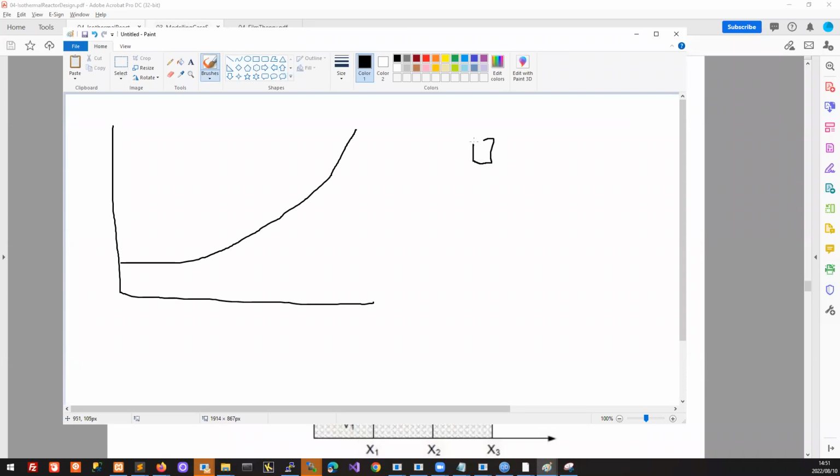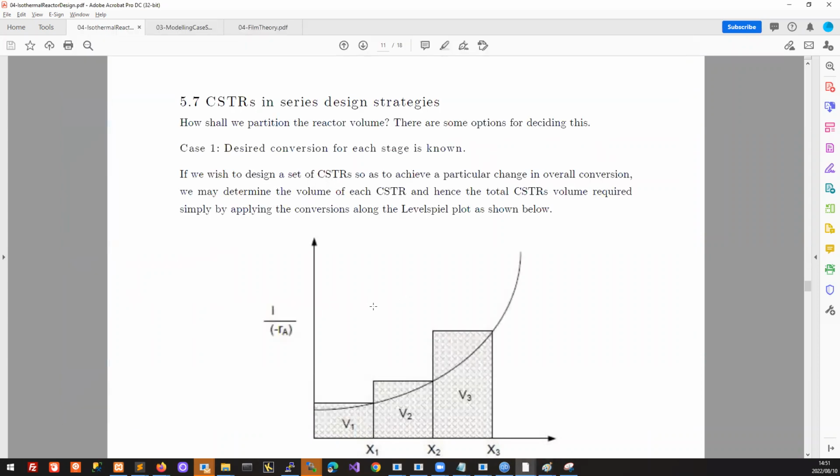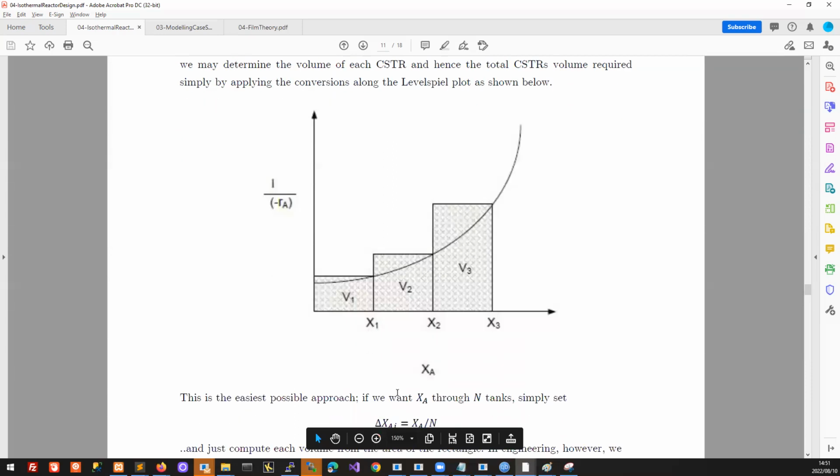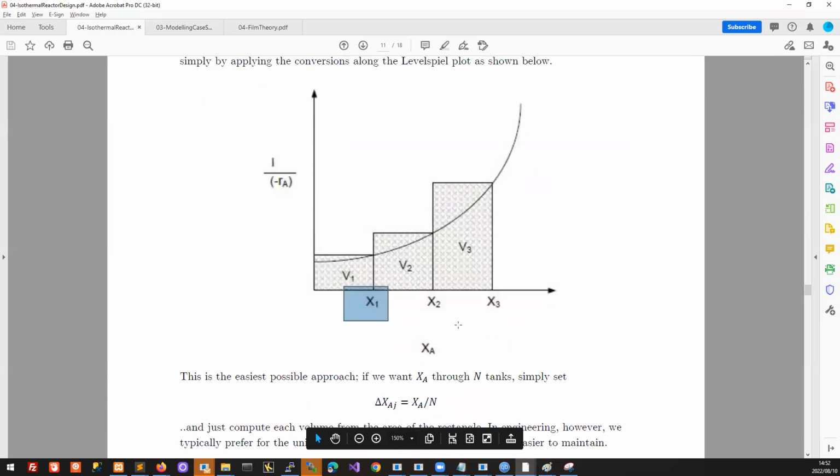Do we want all these CSTRs to have the same volume, or do we want them to have the same amount of conversion? So maybe we want 0.1, 0.4, 0.6, 0.8. So let's take the easier case first. Let's say we simply choose to have the same conversion each time, right?